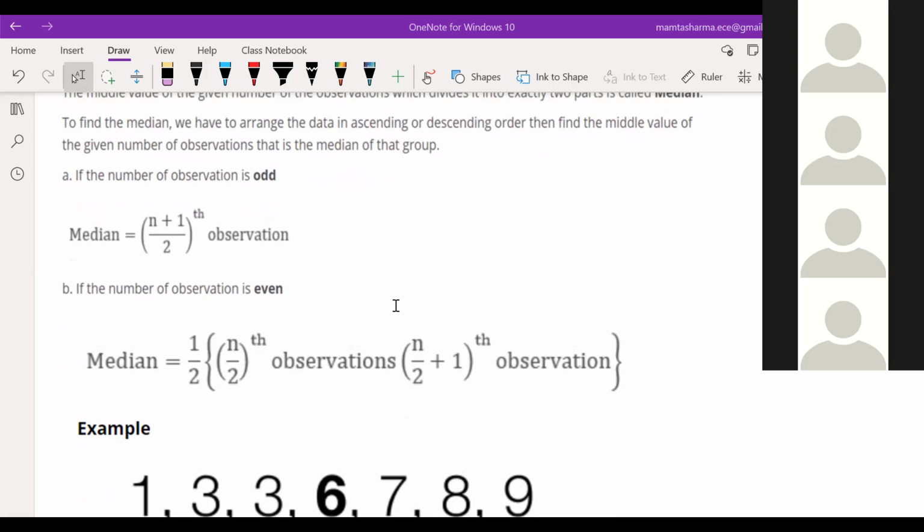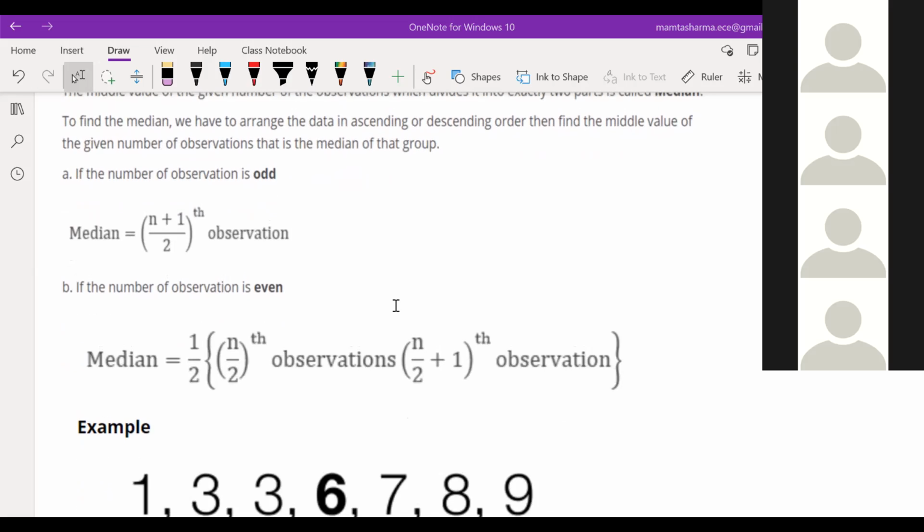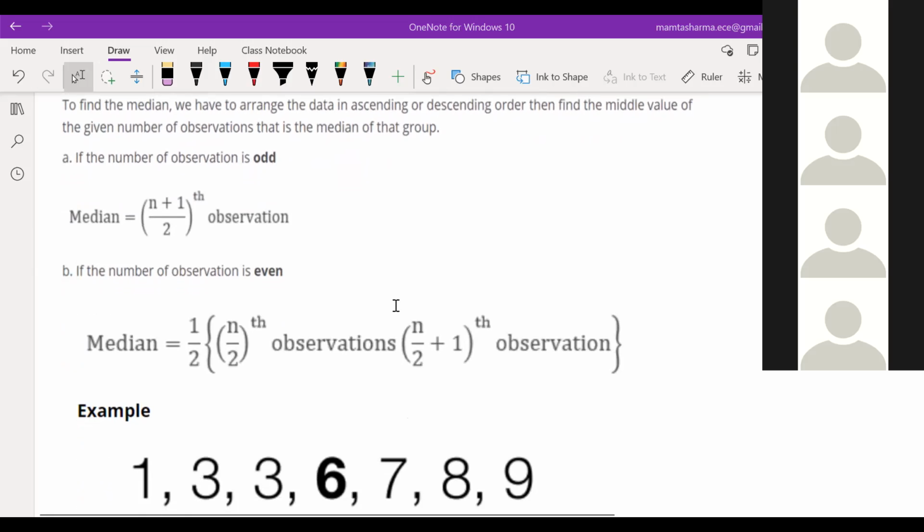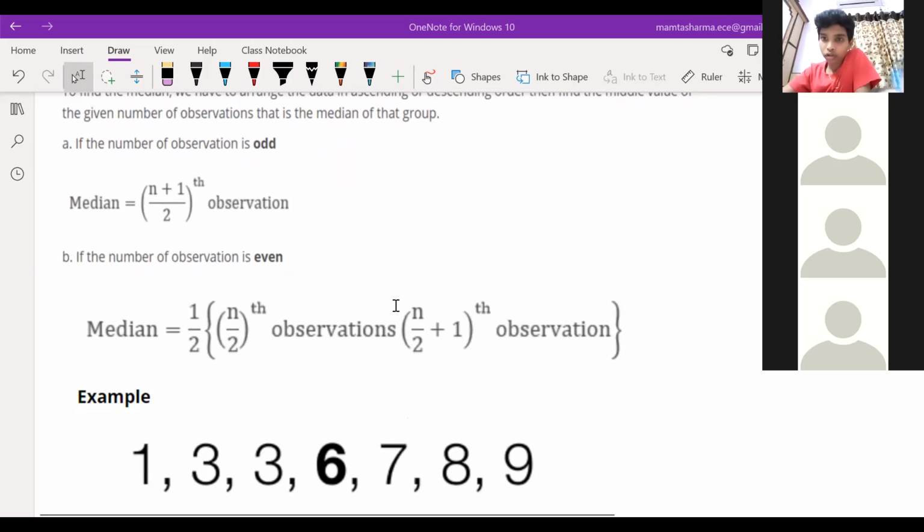Listen, if you are having any confusion, let me clear that. First, arrange all the data in ascending order. Now if the number of observations is odd, then apply the formula (n plus 1) by 2, because when it is odd, it cannot be divided by 2. So add 1 and then divide by 2. Like if the number of observations is 7, since 7 is odd, the median will be (7 plus 1) divided by 2, the fourth observation. Median will be the fourth observation.